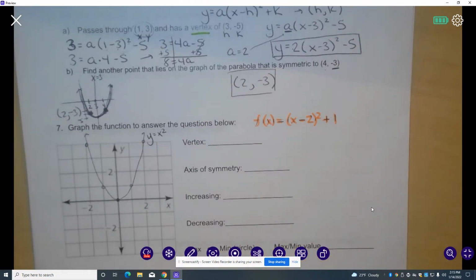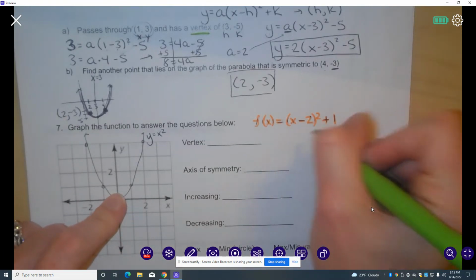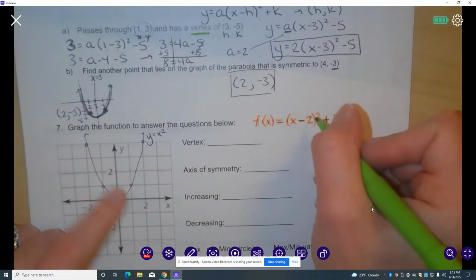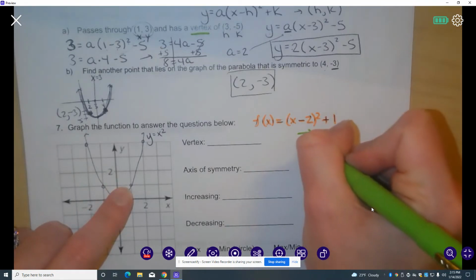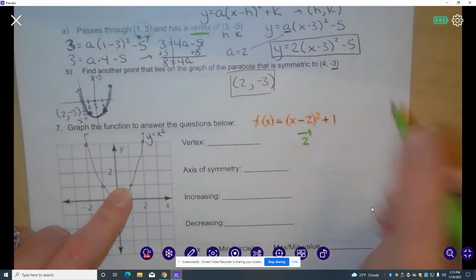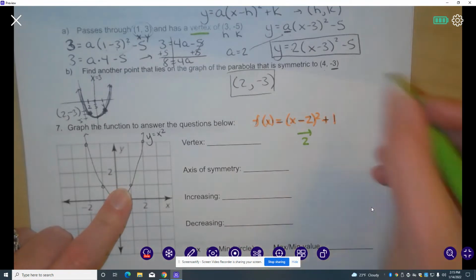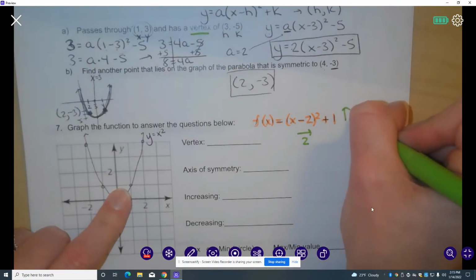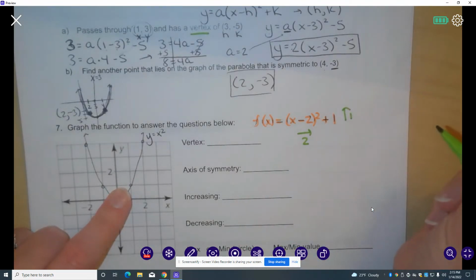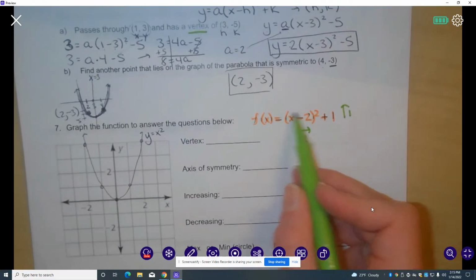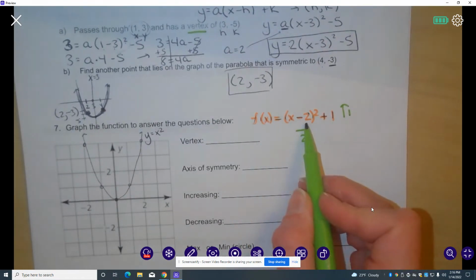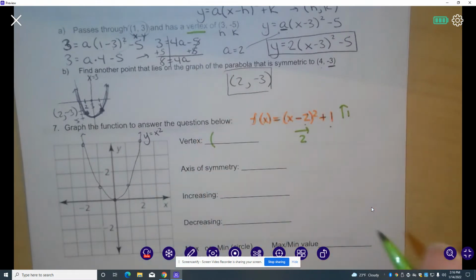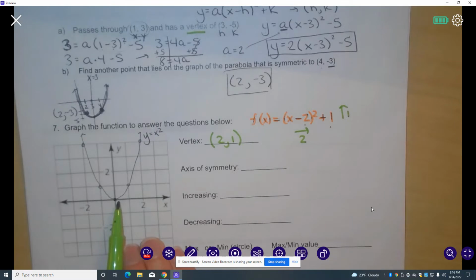So one way to think about what our graph looks like is this minus 2 means we're going to take our parent function and shift it 2 units to the right. Remember, the sign is opposite what you think. And then shift it 1 unit up. Right? And that makes sense because this is in vertex form. And we know by looking at these numbers that the vertex is located at 2, 1. So I'm just going to take my parent function and shift everything 2 to the right and 1 up.